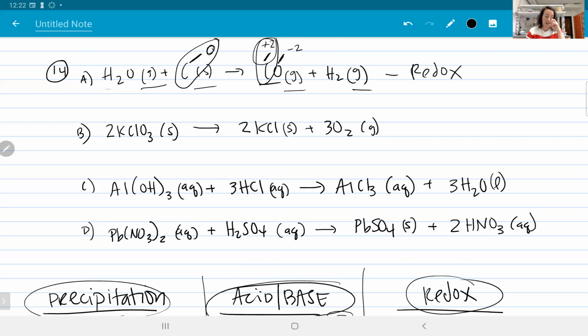All right, let's check the next one. I've got a solid, so here we go. I'm going precipitation first. Solid turns into a solid and a gas. Nope, that's not precipitation because you need 2 aqueous things to make a solid. Is it acid base? It can't be acid base because you only have one thing on this side. So we're not reacting an acid or a base. There's just one reactant here. So this again has to fall under redox.